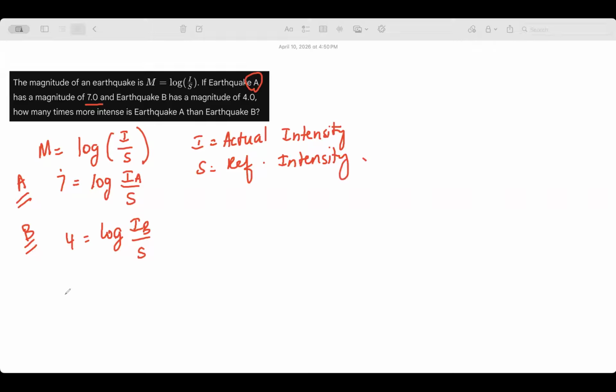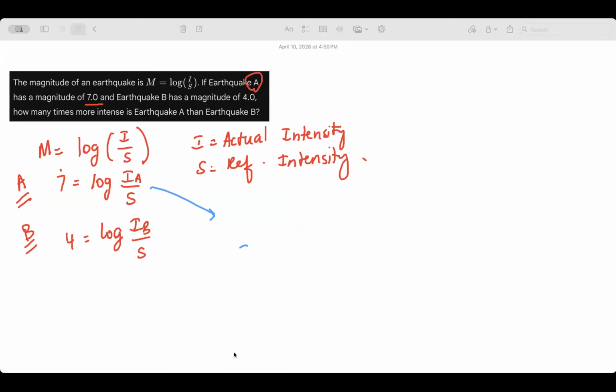Now, having said this, we want to find the ratio, right? So convert each to an exponential function. What is IA? IA will be equal to S power of 7, correct? And IB will be S power of 4, right? Wait, I made a mess. Hold on.